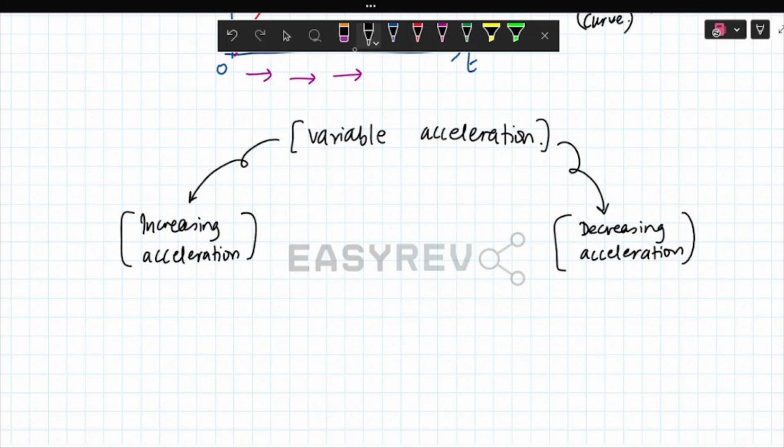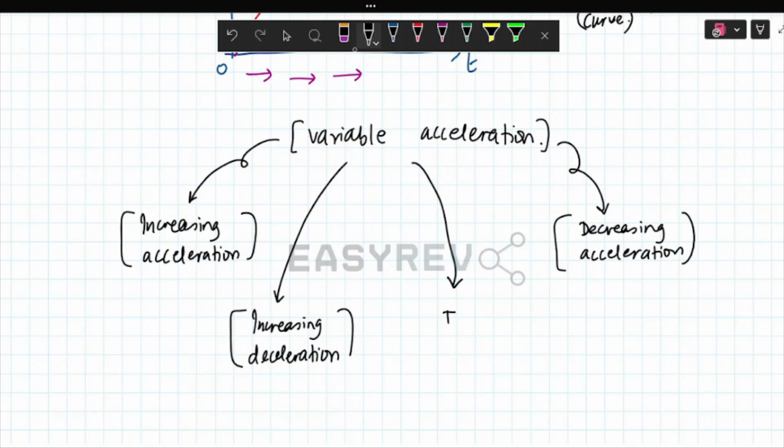But at this stage, we do know that wherever there's positive acceleration, there is a possibility of there being negative acceleration or deceleration, which means increasing and decreasing accelerations have their negative counterparts as well. You have increasing deceleration as well, and moreover, you have the possibility of decreasing deceleration.